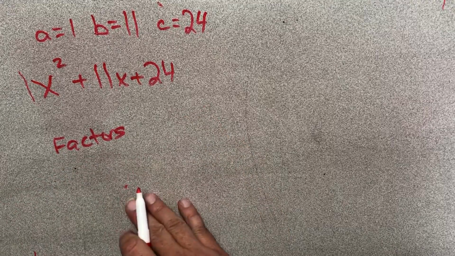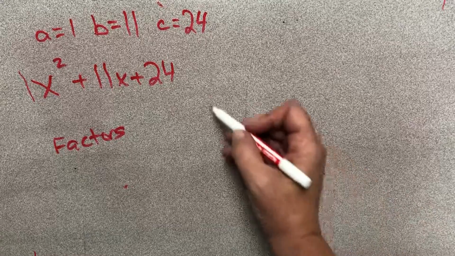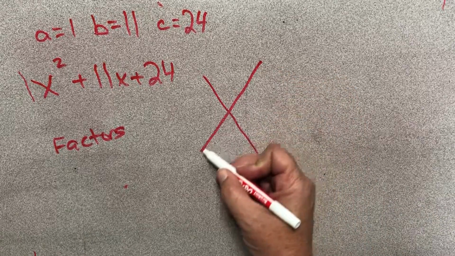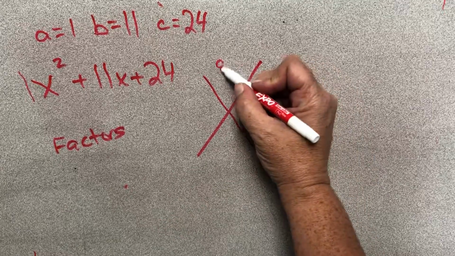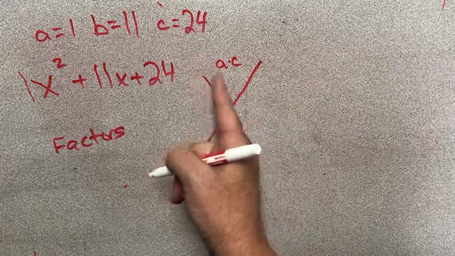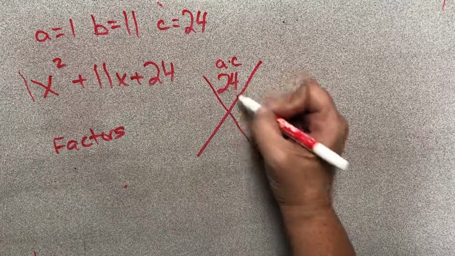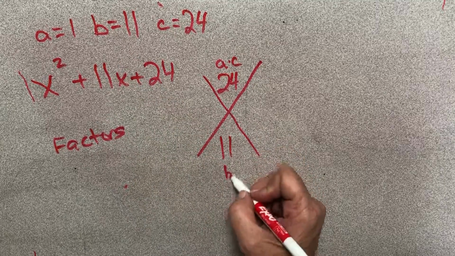Now, to find the factors, this is where the big X becomes an important thing that we're going to use. I'm going to draw the big X. And when we use the big X in this context, it's used a very specific way. A times C goes on top, 1 times 24. On the bottom, we're going to put whatever the B is. That's 11 here.